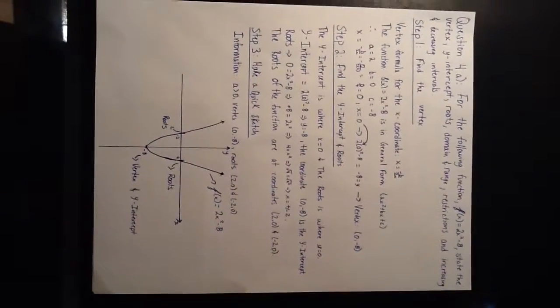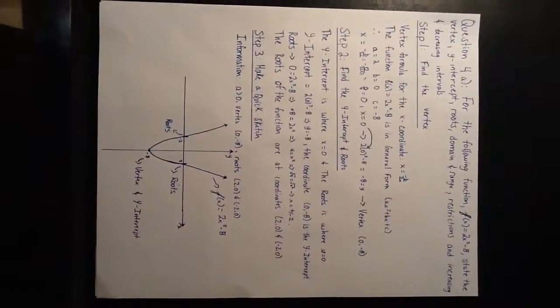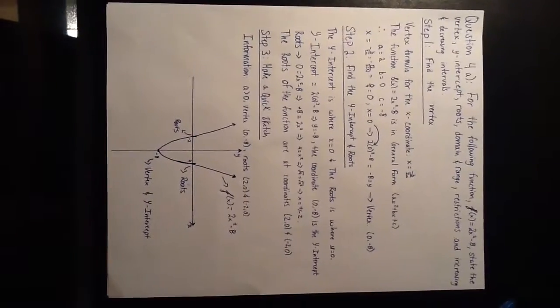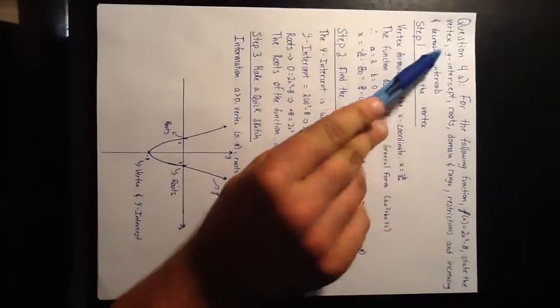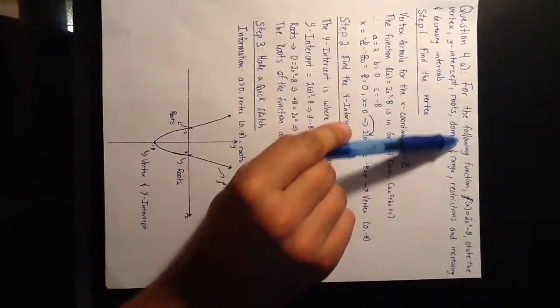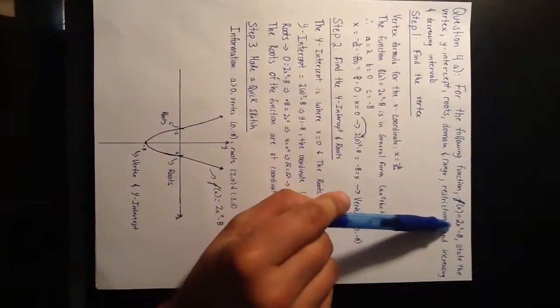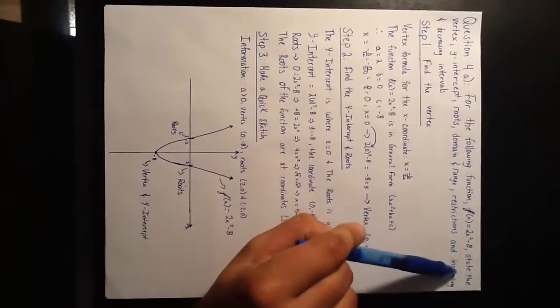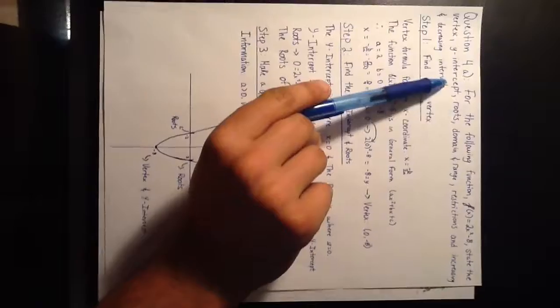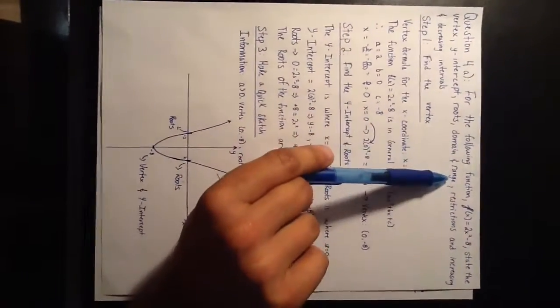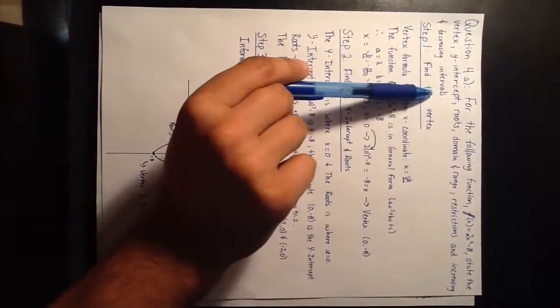Hello students! In today's lesson we will learn how to find the features of a given function. Question 4a. For the following function f(x) = 2x² − 8, state the vertex, y-intercept, roots, domain and range, restriction, and increasing and decreasing intervals.